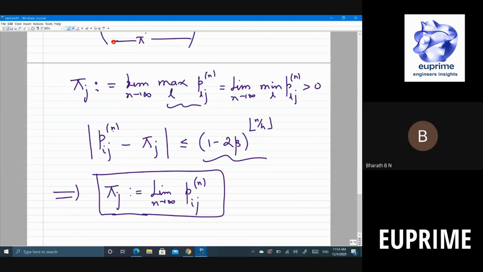So that means Pij in n steps, that is the nth power of the P matrix, as n goes to infinity, goes to pi j, right? Is this fine? Okay.